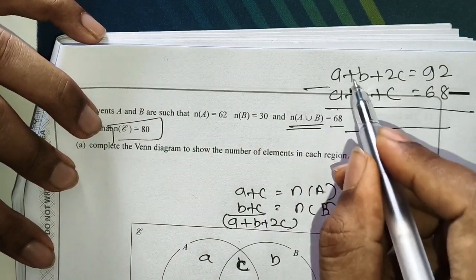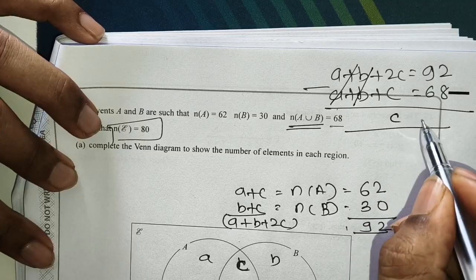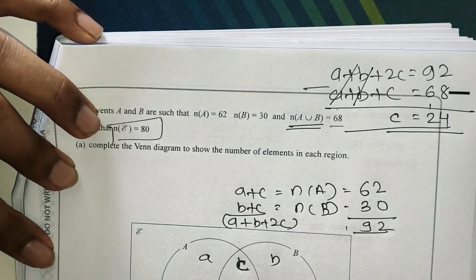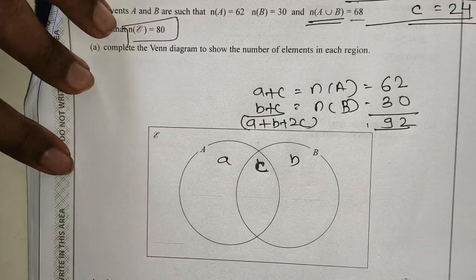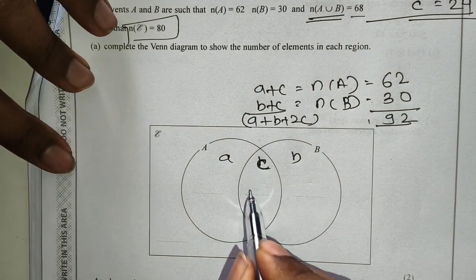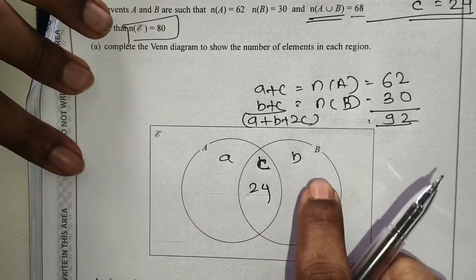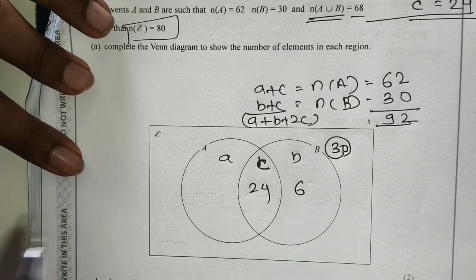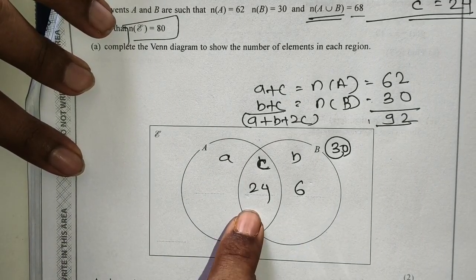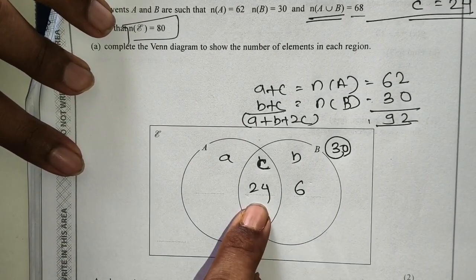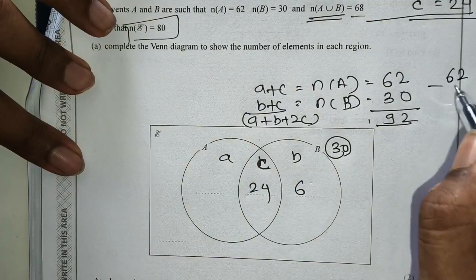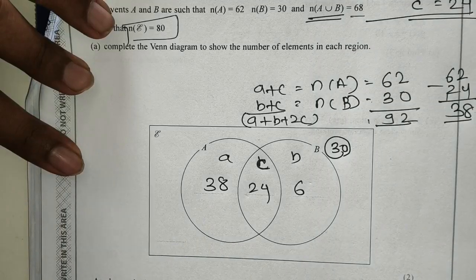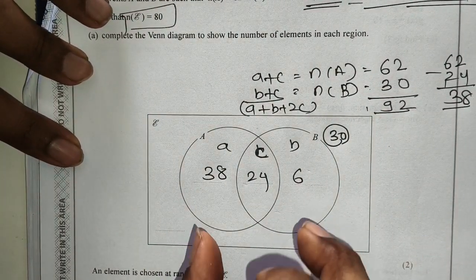You subtract both, so A and B cancel out, only C remains, and here you get C is 24. So my C element here in the center is 24. If my total B is 30, then my B is going to be 6, and if my total A is 62, then 62 minus 24 is 38. So this is what my bifurcation looks like.